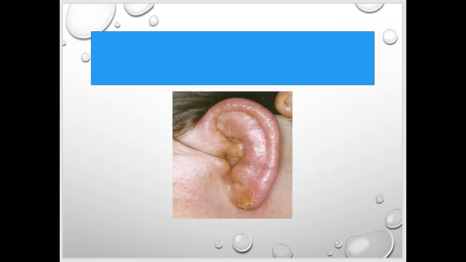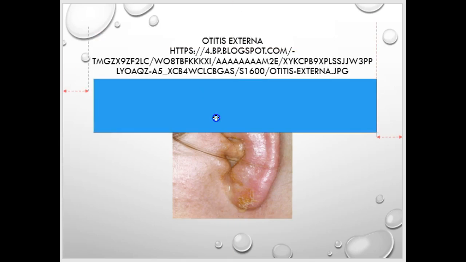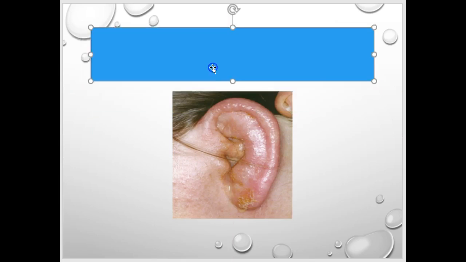This one, now try to think, I know you know this, but try to think of the word before you actually answer it. That's going to be otitis externa. Excellent.